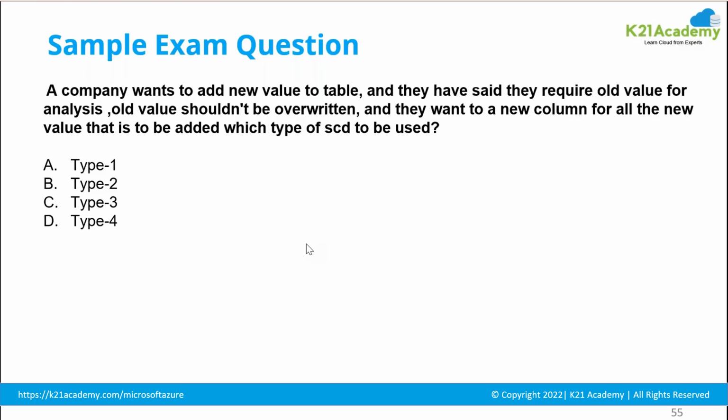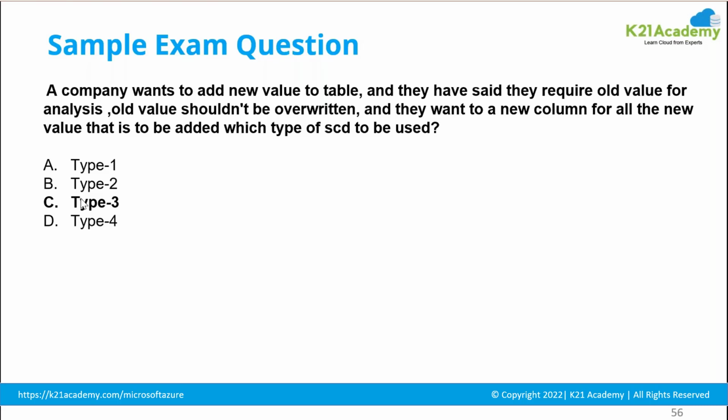They want to add a new column for all new values that are to be added. Which type of SCD is to be used? This is type 3 SCD, right? This is not type 2, neither is it type 1. Let us see what answer it is. Type 3 SCD. If you say add a new row, it becomes type 2. And if you say add a new column, it becomes type 3, right? It is a type 3 SCD that you want.